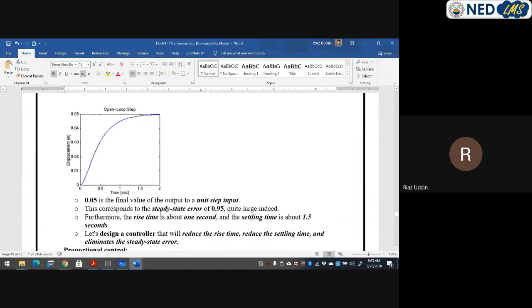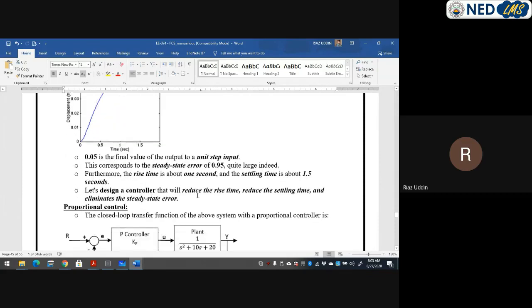For example, 0.05 is the final value of the output to the unit step input. It means it should have been towards the 1 unit step, but the steady state error is 0.95, quite large indeed. Furthermore, the rise time is about 1 second, and settling time. Let's design a controller that will reduce the rise time and reduce the settling time.